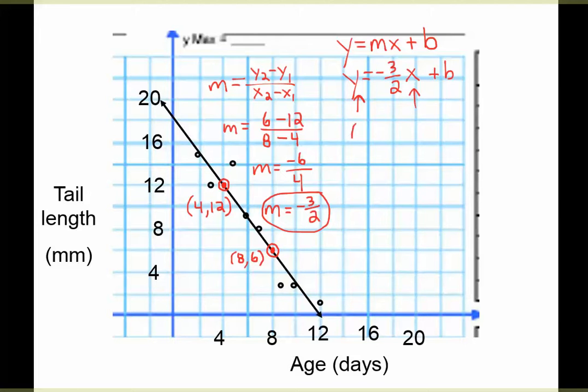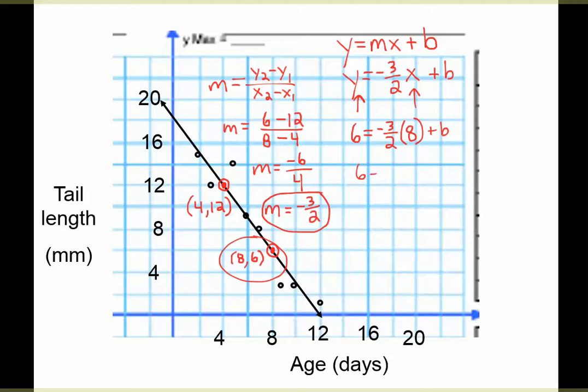Okay, remember I'm plugging in 6 for y, so I got 6 equals -3/2 times x, and my x value is 8 for that particular point. Once again, I'm using this point right down here. You could use the other point if you want. And it's going to be that plus b. So now I just need to crunch the numbers.